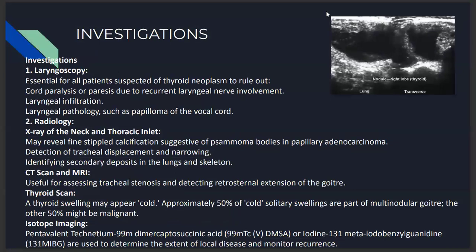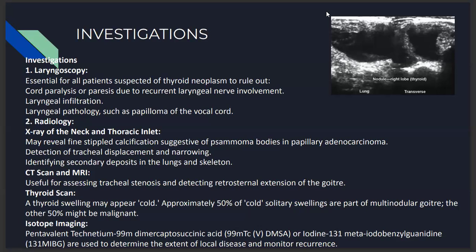Laryngoscopy is essential for all patients suspected of thyroid neoplasm, to rule out cord paralysis or paresis due to recurrent laryngeal nerve involvement, laryngeal infiltration, or laryngeal pathology such as papilloma of the vocal cord. X-ray of the neck and thoracic inlet may reveal fine stippled calcification suggestive of psammoma bodies in papillary adenocarcinoma, detect tracheal displacement and narrowing, and identify secondary deposits in the lungs and skeleton.